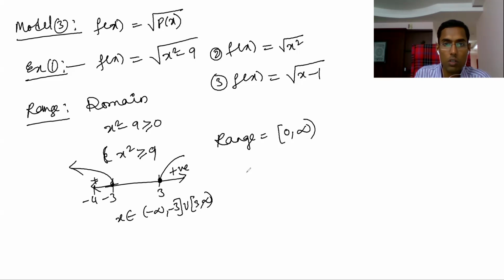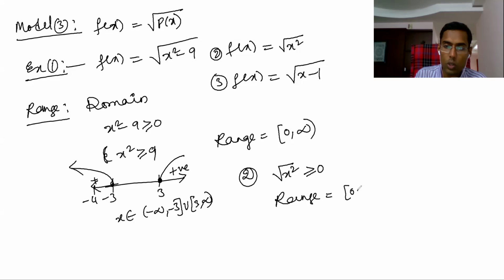Next, second question. What is the range? Here root of x square is there. If you put x value 0, then what do you get? You get 0. So that means you will get 0 or positive values. Square root cannot be negative. So what is the range? Range becomes closed 0 to infinity.